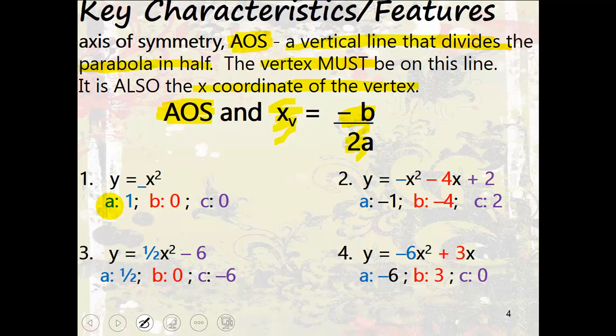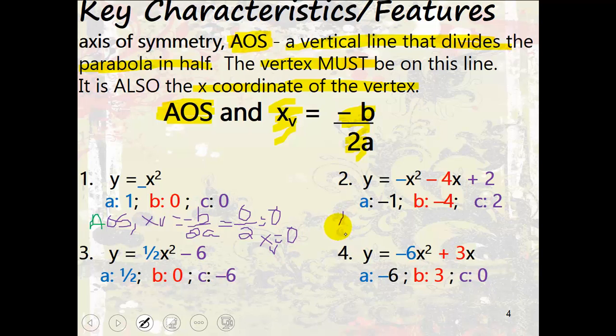All right, so the axis of symmetry. The axis of symmetry, which is also the x-coordinate of my vertex, is equal to negative b over 2a. I want you to write that out every time until it just becomes burned into your brain. Here it is 0 over 2, which is 0. So that means the axis of symmetry is the line x equals 0, and it is also the x-coordinate of my vertex.